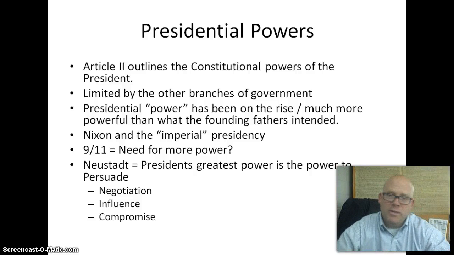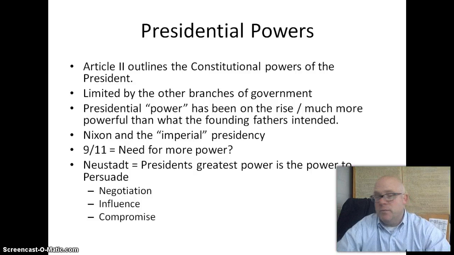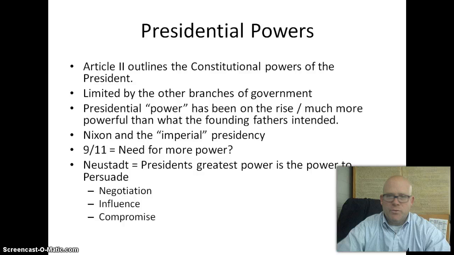The reading that you did for homework by Richard Neustadt focuses on the idea that presidential power really revolves around the power to persuade people. The art of negotiation, influence, and compromise is more important, or more expansive, than the actual constitutional powers of the president, which are limited, and that was done purposely by the founding fathers.